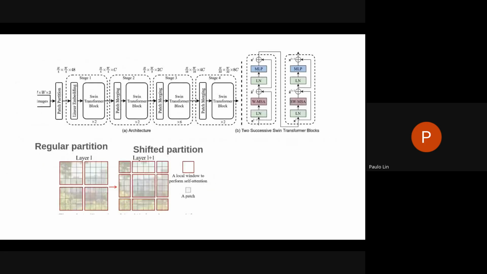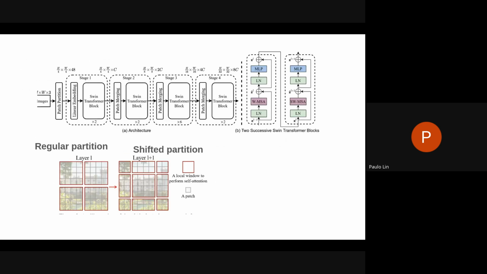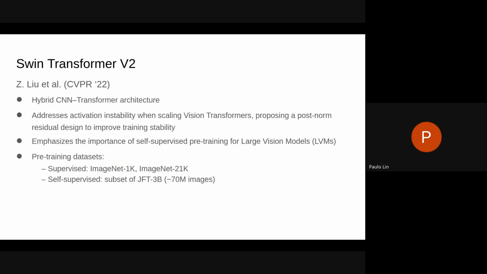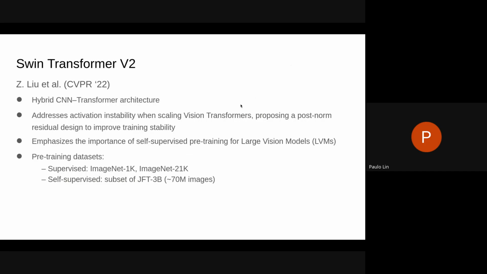And again, for this backbone, for this architecture, two pre-training regimes are employed. The first one is supervised pre-training using ImageNet and ImageNet 21K, and also self-supervised pre-training using a subset of JFT, comprising just 70 million images.